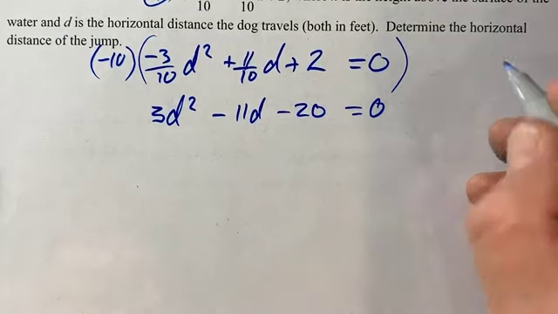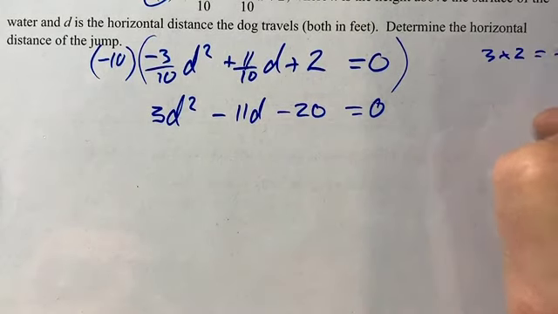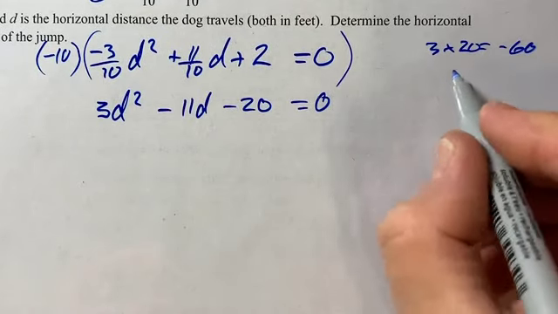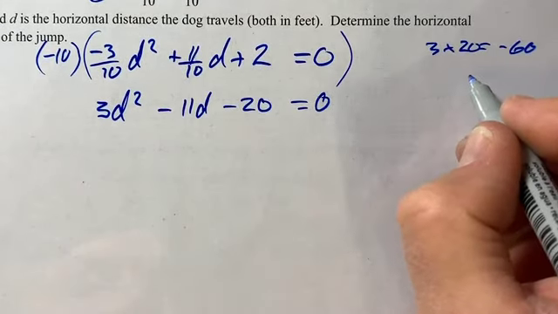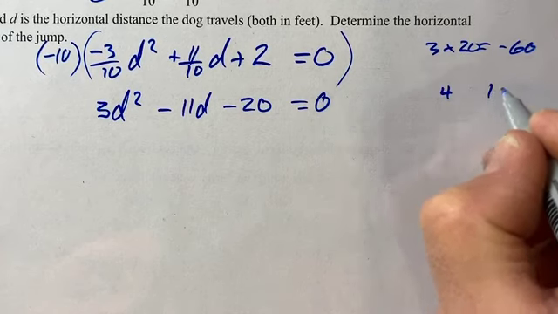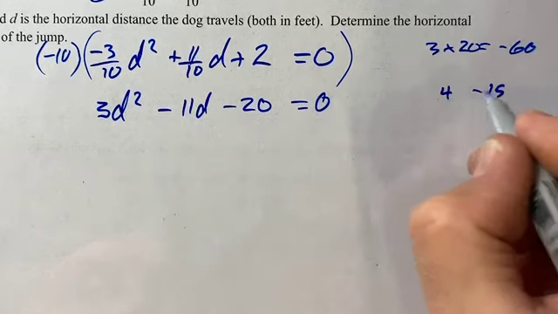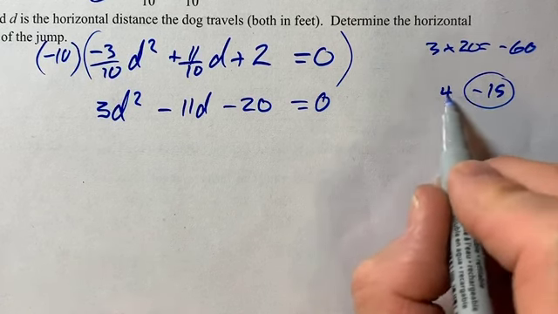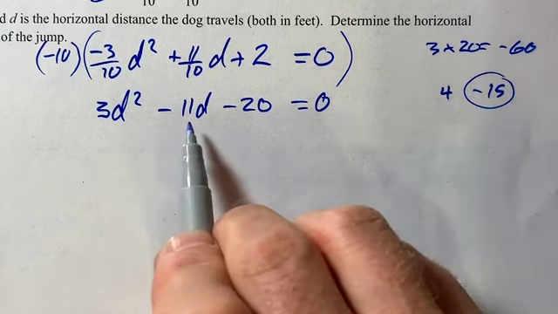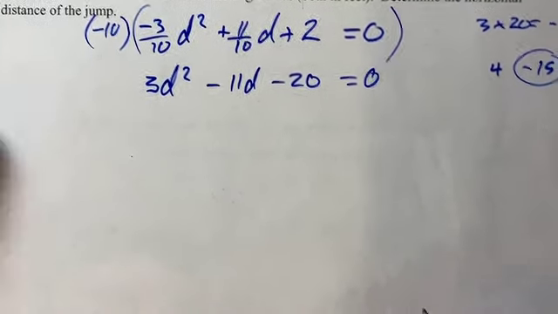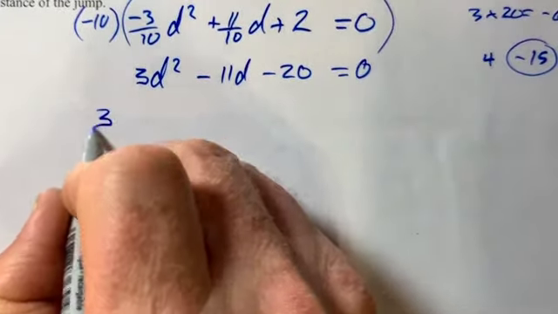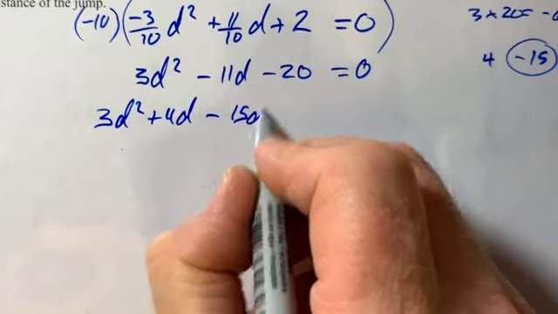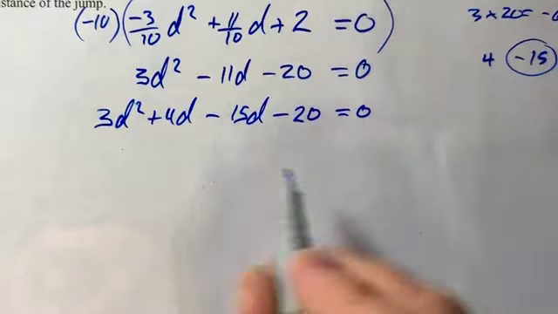So hang on, 3 times 20 is equal to negative 60. So I want two numbers that multiply to negative 60, and they add up to negative 11. So 4 and 15, hang on, they add up to negative 11. Positive 4, minus 15, that'll work. Because these two multiply to negative 60, but they add up to the middle. Okay, so let's do this. 3d squared plus 4d minus 15d minus 20 is equal to 0.